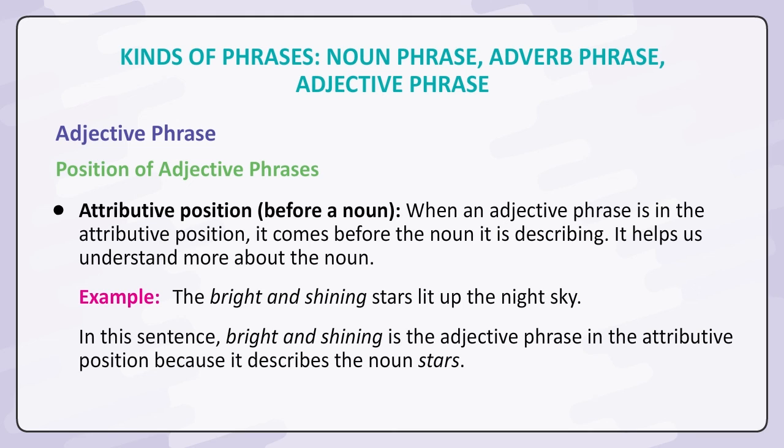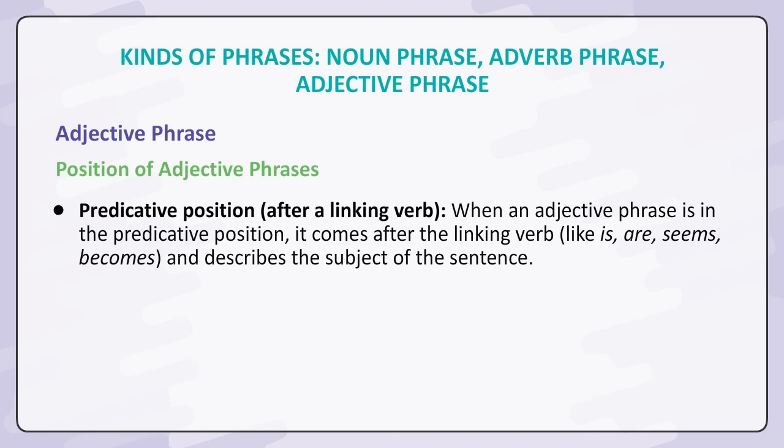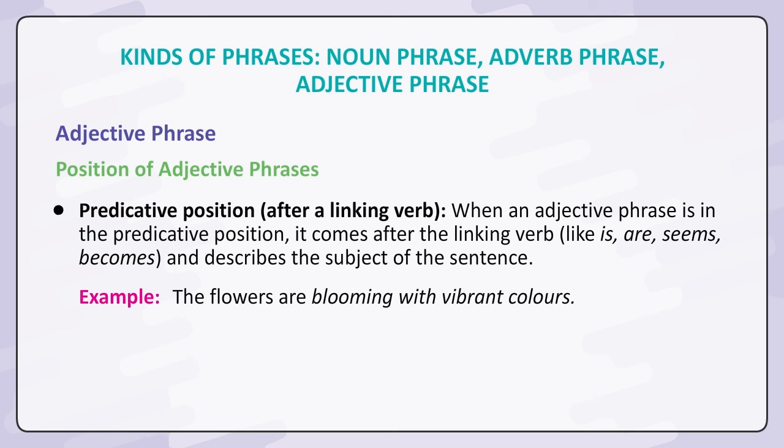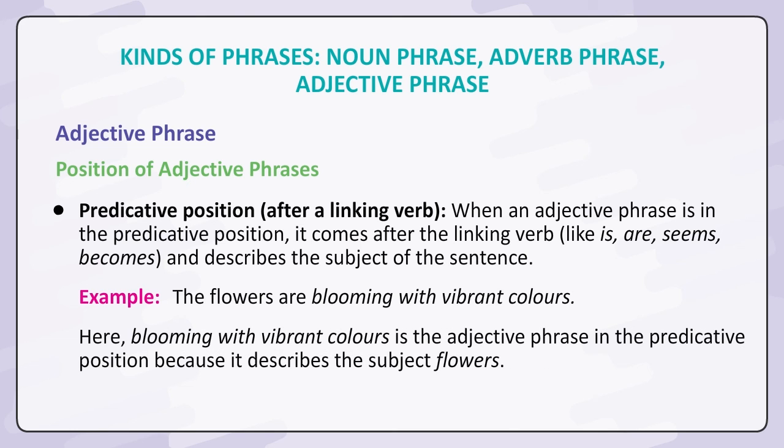In this sentence, bright and shining is the adjective phrase in the attributive position because it describes the noun stars. Predicative position after a linking verb. When an adjective phrase is in the predicative position, it comes after the linking verb like is, are, seems, becomes and describes the subject of the sentence. Example: the flowers are blooming with vibrant colors. Here, blooming with vibrant colors is the adjective phrase in the predicative position because it describes the subject flowers.